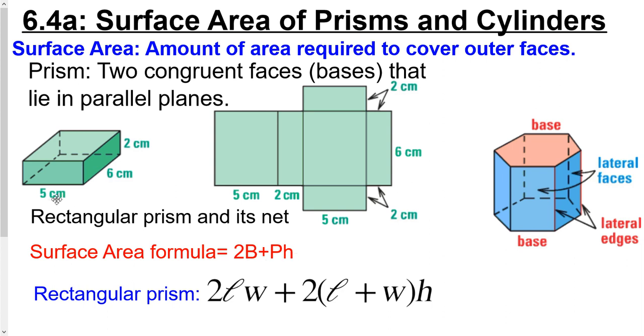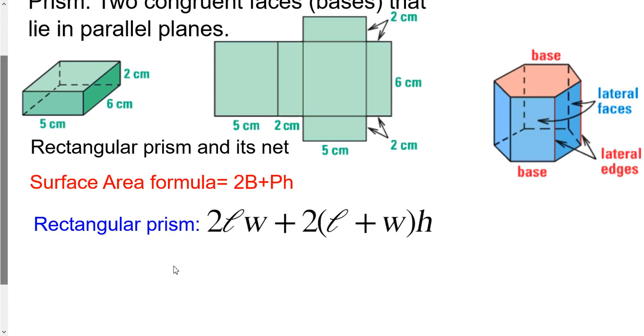Now, since we're dealing with specifically a rectangular prism, the area of the base is length times width, and perimeter is 2 parentheses length plus width. So filling those in, we get our final formula here of 2 length times width plus 2 parentheses length plus width parentheses times height.